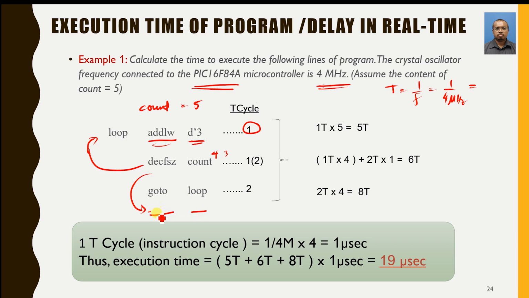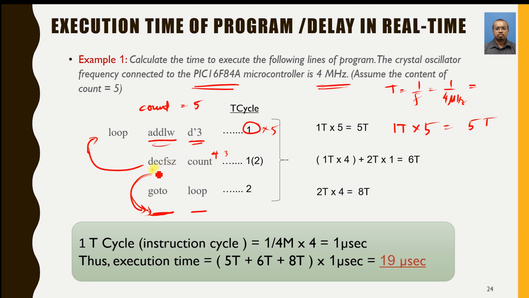If there is an instruction here, each line can have a number of cycles to be calculated. For example, ADDLW D'3'. How many times will it happen? This is one instruction cycle, times, when the count is equal to 5, 1, 2, 3, 4, 5, and then it will go out. So this will be executed 5 times. So we have 5T here.